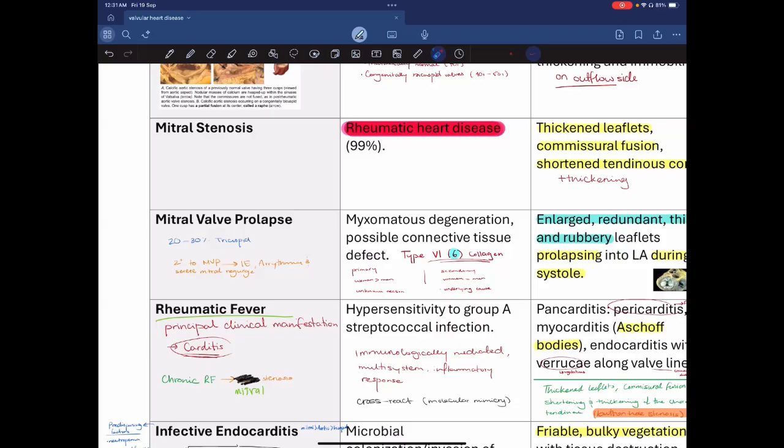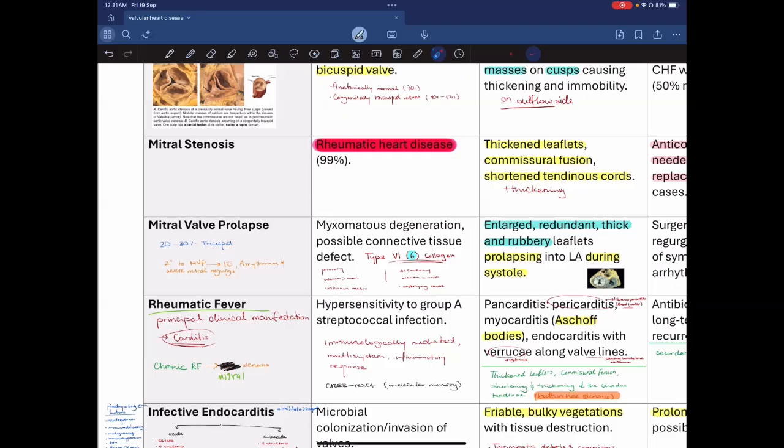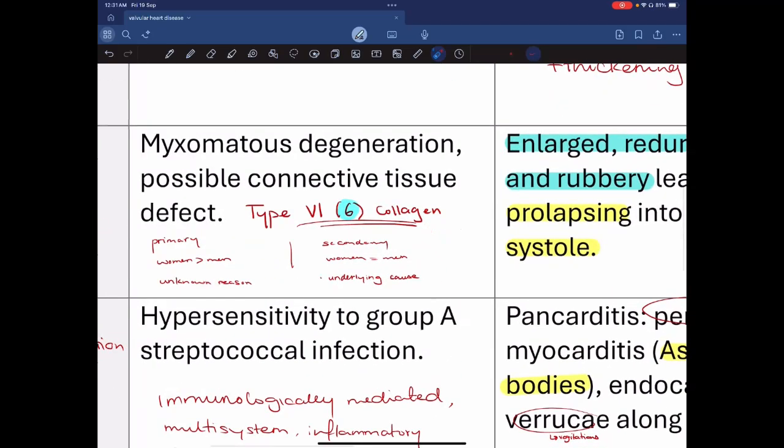In what cases do we see this mitral valve prolapse? In most cases, in something called myxomatous degeneration. It is a problem with type 6 collagen. It's either primary, where women have more chance of getting it for unknown reasons, or secondary. Here, women and men are equal in chance, and it might be due to an underlying cause like IHD, which is ischemic heart disease, for example.